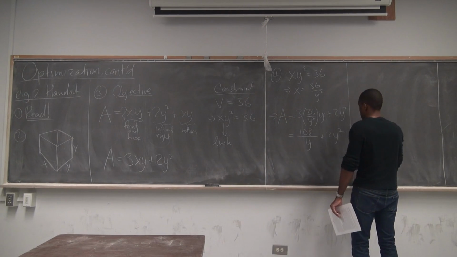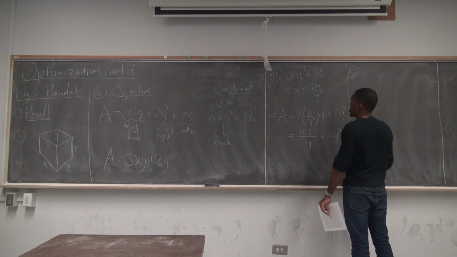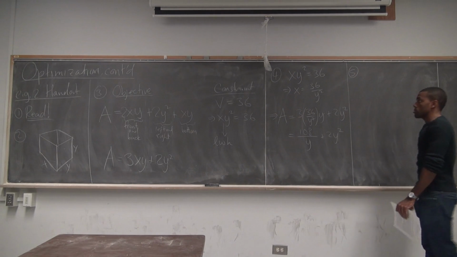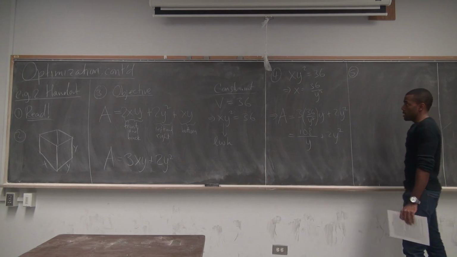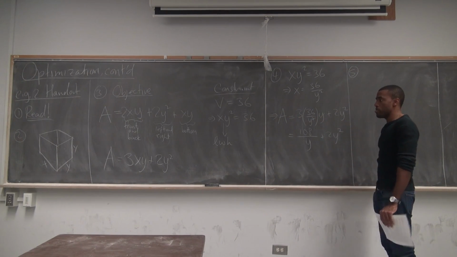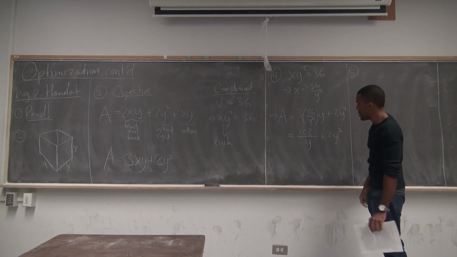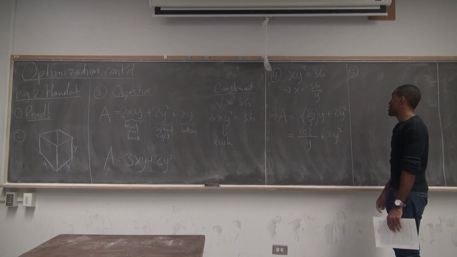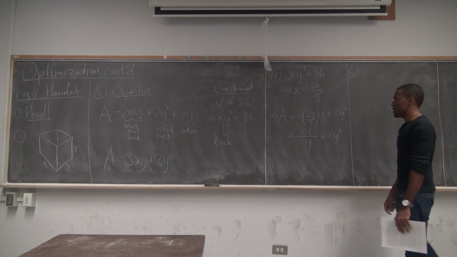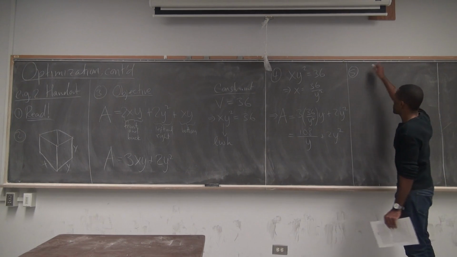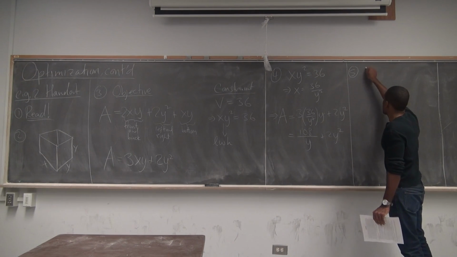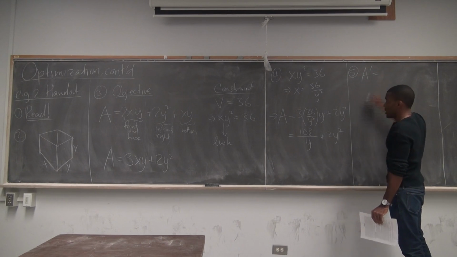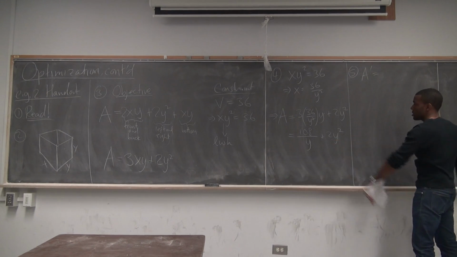What is step 5? Right, now you actually want to find where it's going to be a maximum or a minimum. In this case, we want it to be a minimum. So we're going to find the critical points and test them, to see which one gives us what we want. So here we have A prime equals, what's the derivative of this?